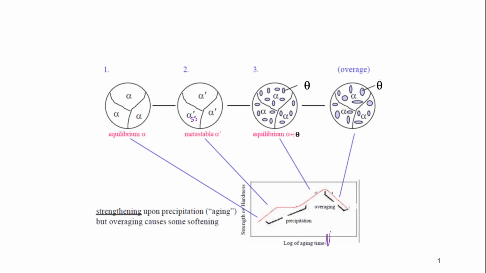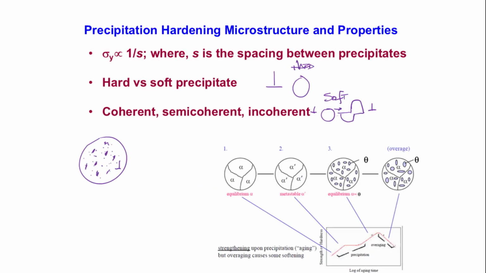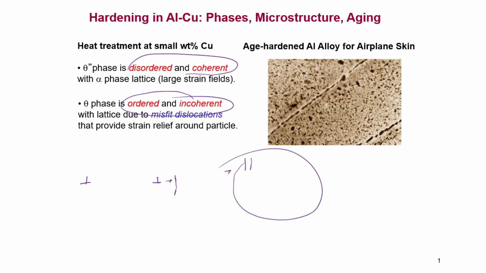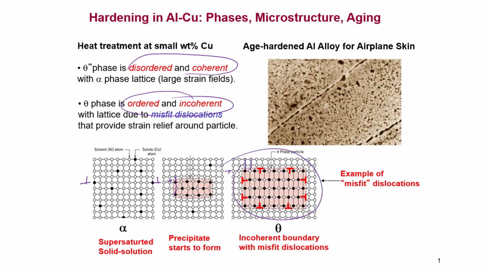Let's examine the equilibrium and metastable phases involved in this process. The spacing between precipitates plays a crucial role in precipitation hardening. Hard precipitates differ from soft ones, and the coherence of the precipitates affects the material's properties. In the Al-Cu system, heat treatment at small weight percentages of Cu leads to coherent and incoherent phases. These phases contribute to the formation of misfit dislocations, which provide strain relief around particles.